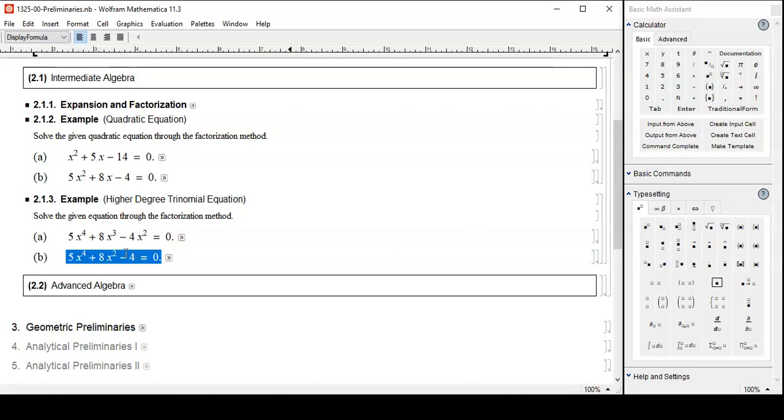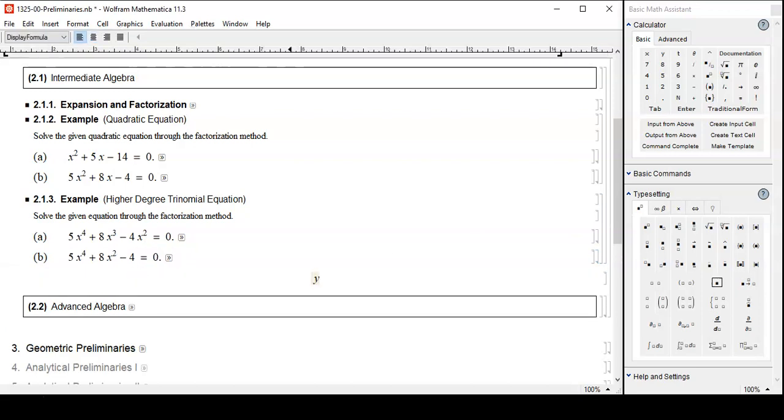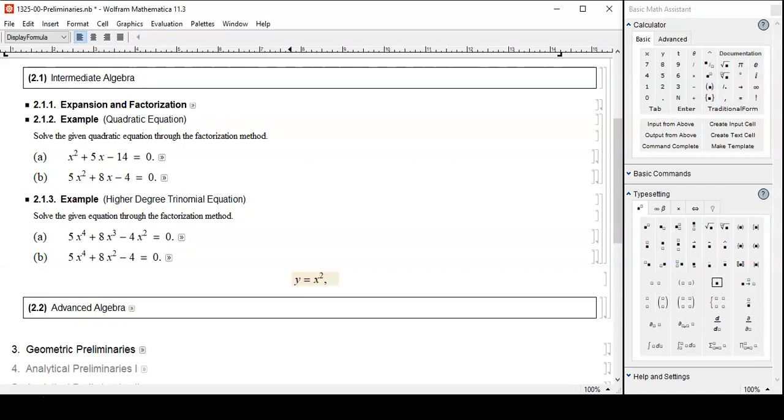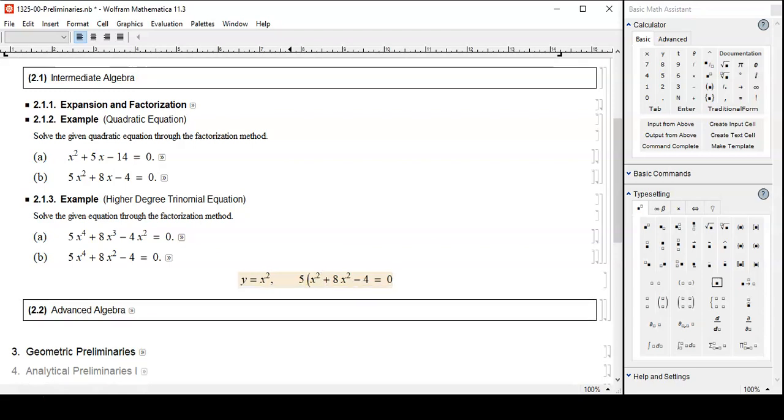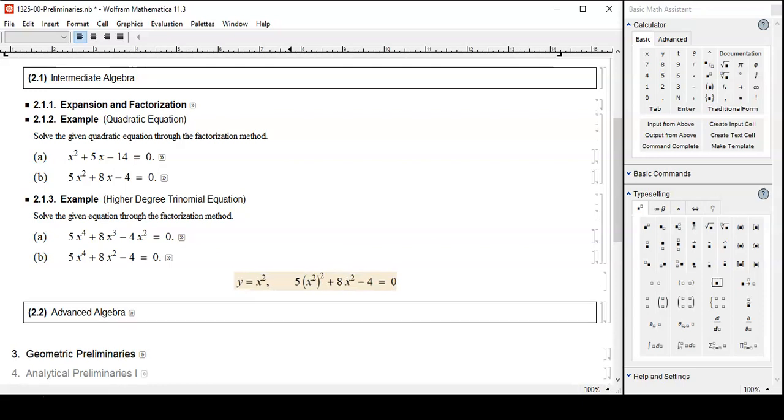How do we work it out? If we put y equals to x squared, then this whole thing becomes 5y squared plus 8y minus 4 equal to 0. Basically the same as this.